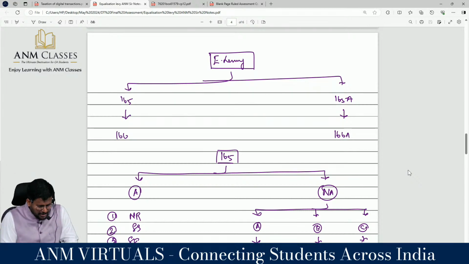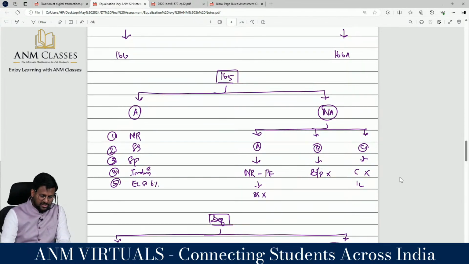So we are doing direct tax. In that, equalization levy is the discussion. Yesterday we understood that equalization levy is classified into two categories, section 165 and 165A. 165 is read with 166 and 165A is read with 166A.